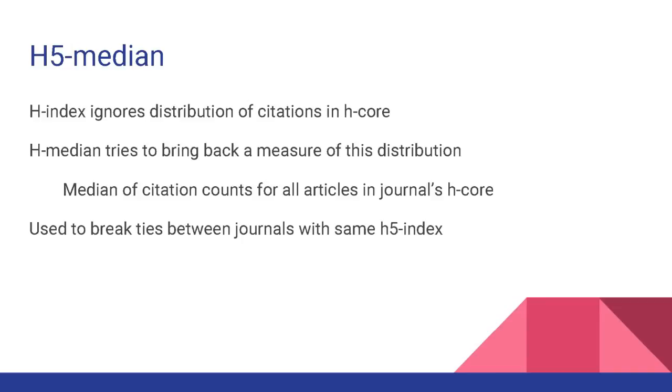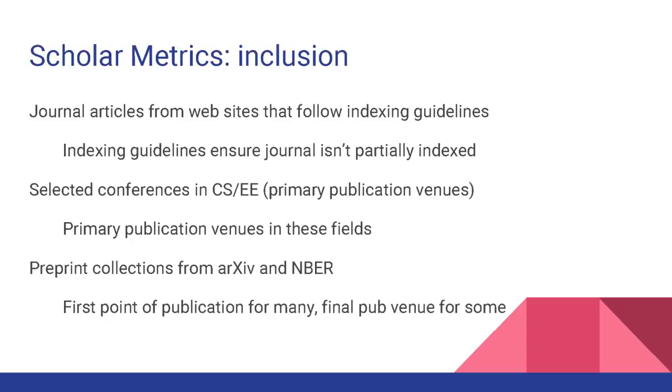A second metric that we have looked at is H5 median. H-index by design counts the number of papers above the successful threshold in the metric. It ignores the distribution of citations, which in some cases can be a potential issue. Two journals with the same H-index may have articles with much higher numbers of citations in their H core. H5 median tries to bring back a measure of this distribution. It's the median of citation count for all articles in the journal's H core. And we use it to break ties between journals with the same H5 index. So that's the measure that you use.